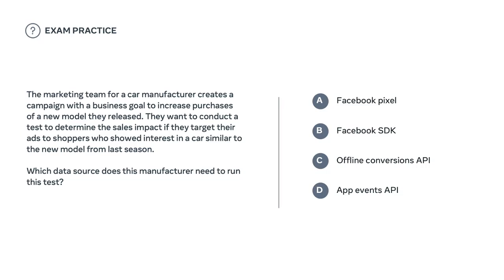And the correct answer here is C. For the car manufacturer to conduct a test to determine the sales impact of targeting shoppers, they need the offline conversions API set up to capture the sales that occur at their physical store.